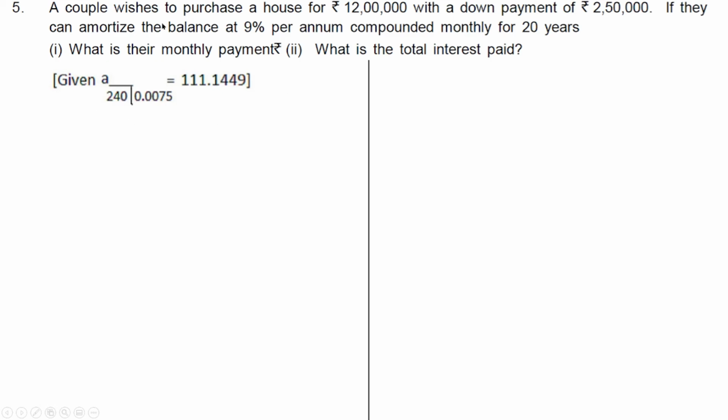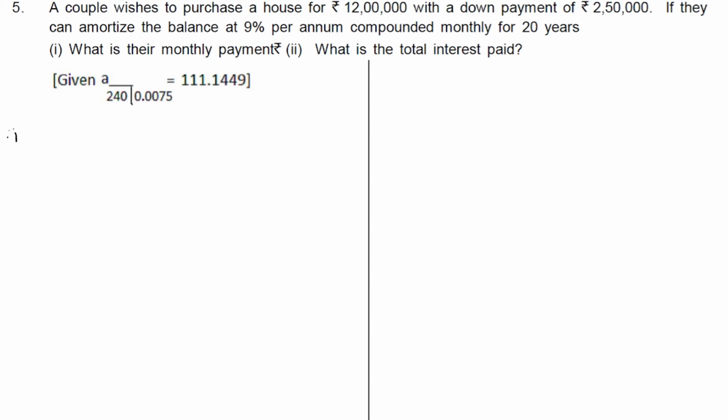So here we have the value of this present value annuity factor which is given in the textbook. So I thought we can use this value to find the answer for one question. So here it is given a couple wishes to purchase a house for 12 lakhs and the down payment is 2,50,000. So they have to get a loan for the difference of these two amounts. So the amortized amount will be 12 lakhs minus 2,50,000 and then the interest rate is 9% per annum for 20 years. We need to find the monthly payment and the total interest paid.